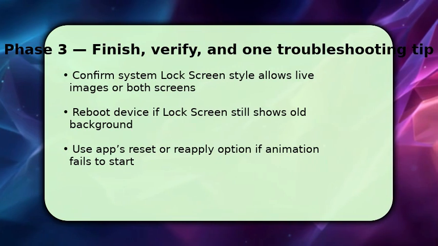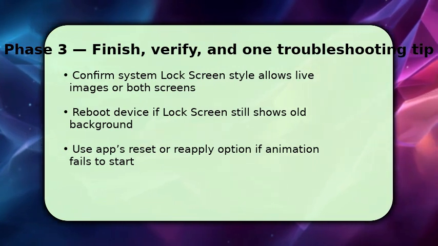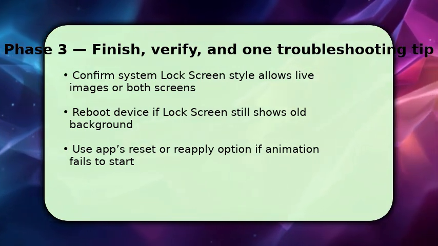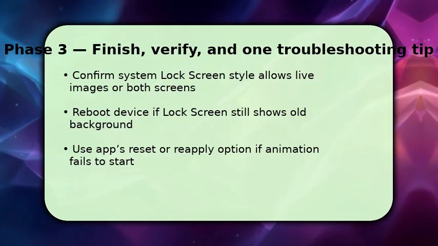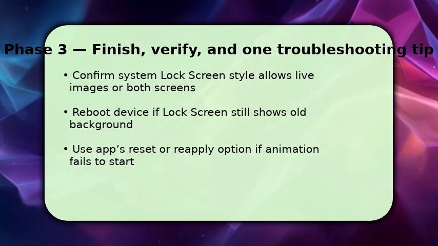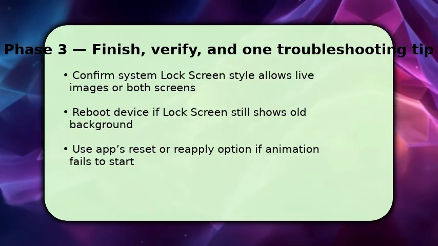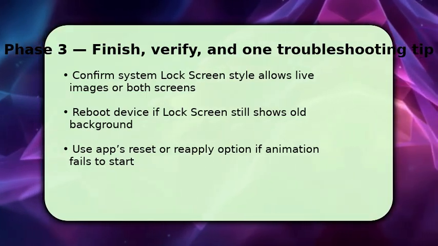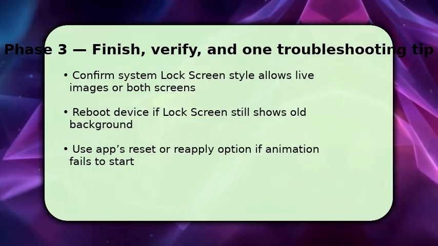Hit Apply, then lock the device to confirm the animated wallpaper shows on the lock screen. If it doesn't appear, reboot once and recheck app permissions. Sometimes the OS requires a restart to accept new lock screen sources. Make sure the system lock screen setting isn't locked to a static image only.